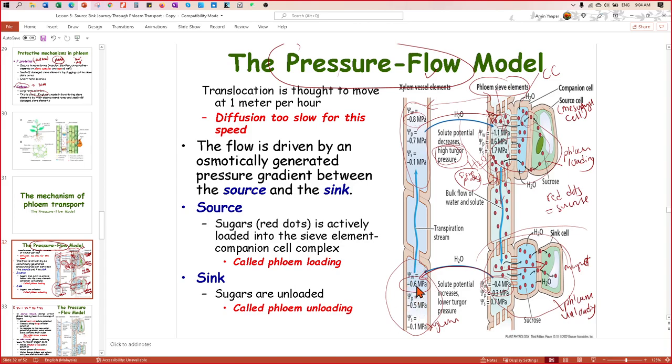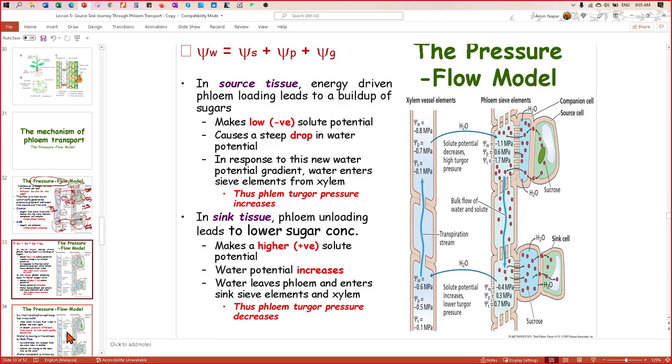The moment the water enters, it will follow the regular transpiration stream. The water keeps on moving here. Remember from your earlier lesson, why does the water keep moving here? Due to the capillary action. Due to the adhesion. Due to the cohesion. Okay? And this is going to go on for as long as there's sucrose to be transported. So the whole thing, we call it the pressure flow model.